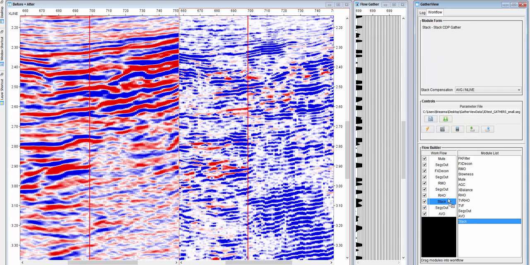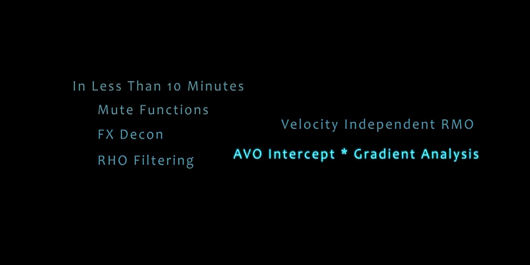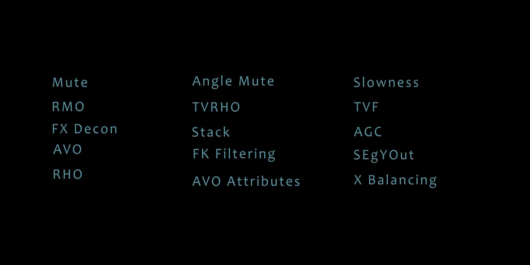To generate a stack, drag the stack module and a SEG-Y out immediately after it. Likewise for gathers, I can repeat the stack output as many times as I want. In less than 10 minutes, I applied 2 mute functions, several noise reduction techniques, applied a velocity-independent residual move-out correction, conducted AVO attribute analysis, and outputted data. And that was only using 5 of the 15 available modules.